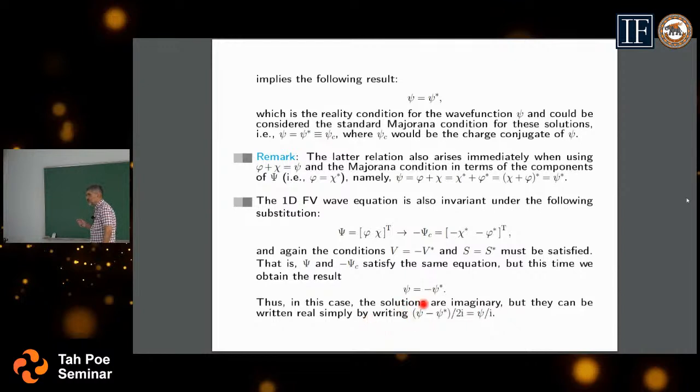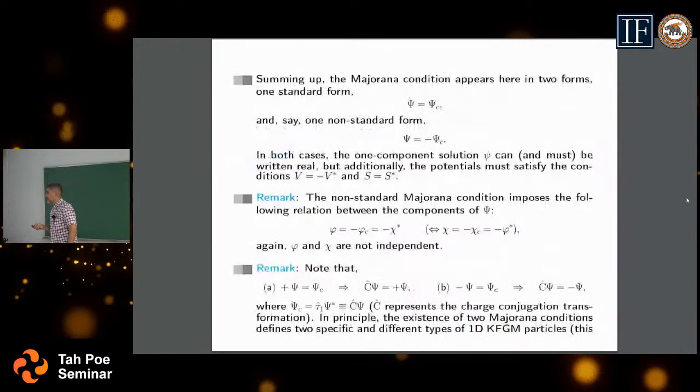It's not new physics, not too much new physics from here. So you can impose this, and also you can impose this. And you can describe a scalar field if you want. Summing up, the Majorana condition appears in two forms. In both cases, the solution C of the Klein-Fock-Gordon equation must be written real, but the potential must be real, the scalar, and imaginary, the electric potential.